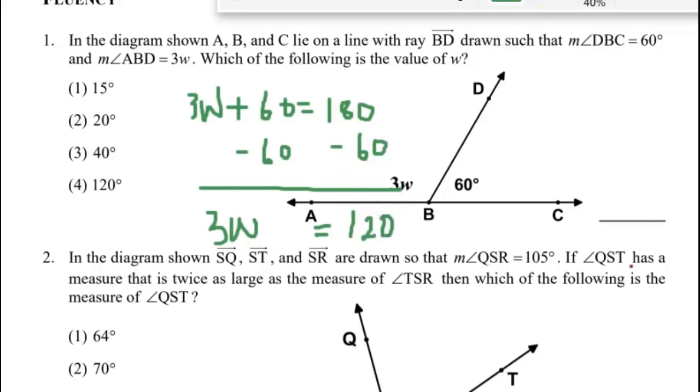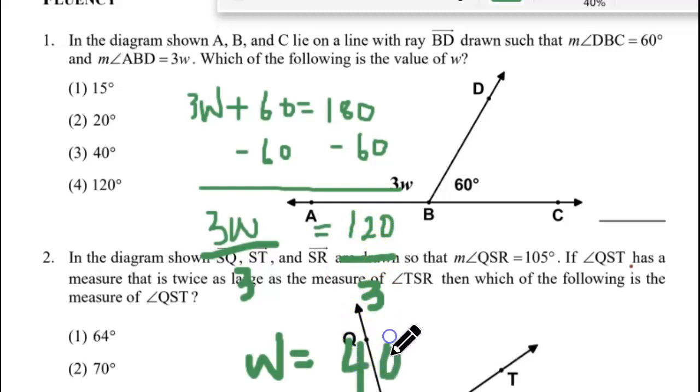What is the next step we should do here? We divide both sides by 3. So now W is 120 divided by 3, which is 40. So now we have 40 degrees, correct? The question is, which of the following is the value of W? It doesn't ask for the value of ABD, but just W. So your answer is 40. It's not that bad, right? It's easy.